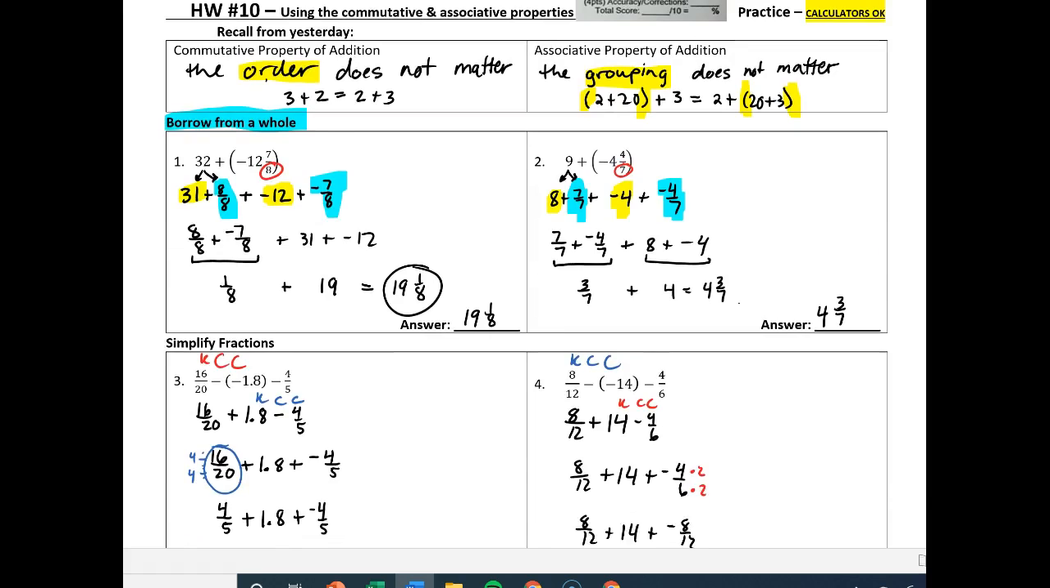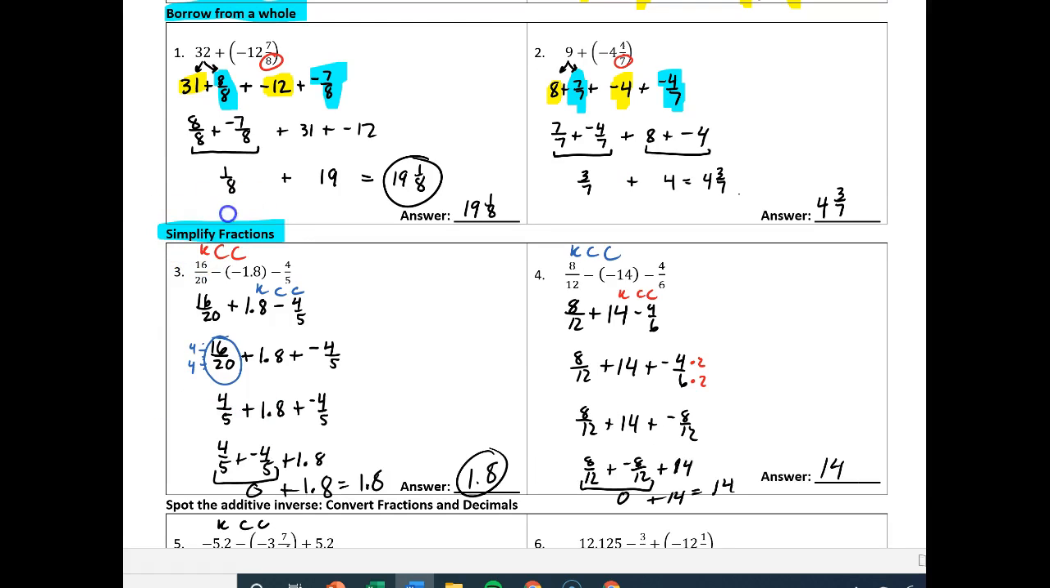All right, the next type of strategy is to simplify fractions. Sometimes you are given fractions that can be simplified or given a common denominator end up being the same exact fractions that you see in the problem. So number 3, first of all, it's important to notice we have 2 rounds of KCC that we have to do to this problem before we can even start it. And then hopefully you notice that 16 over 20 is the same thing as 4/5 if you divide it by 4, right? 16 over 20 simplified is 4/5. And so then all you're doing is putting 4/5 next to negative 4/5. That's 0, and that's how you get 1.8.